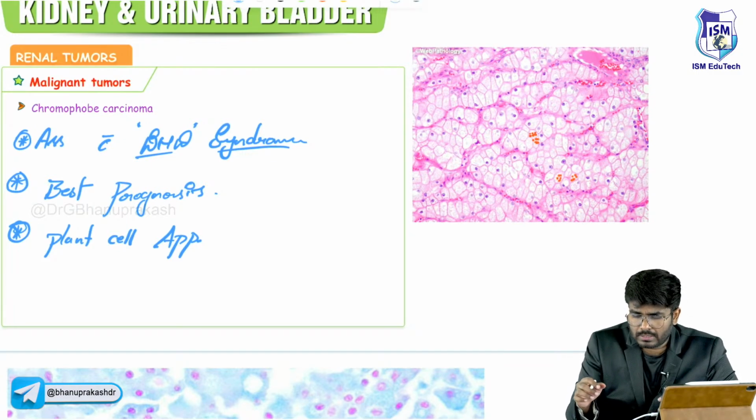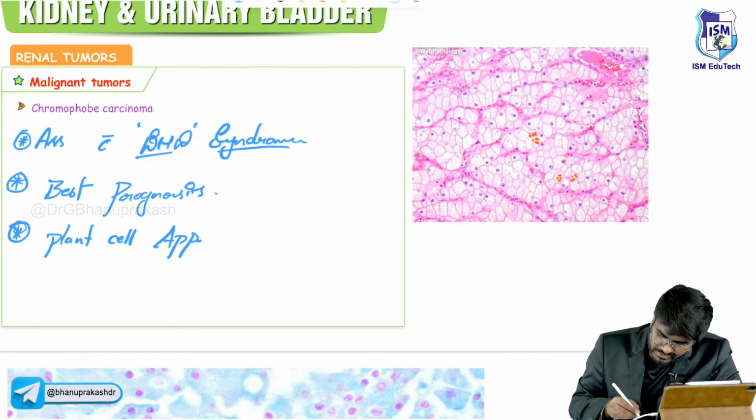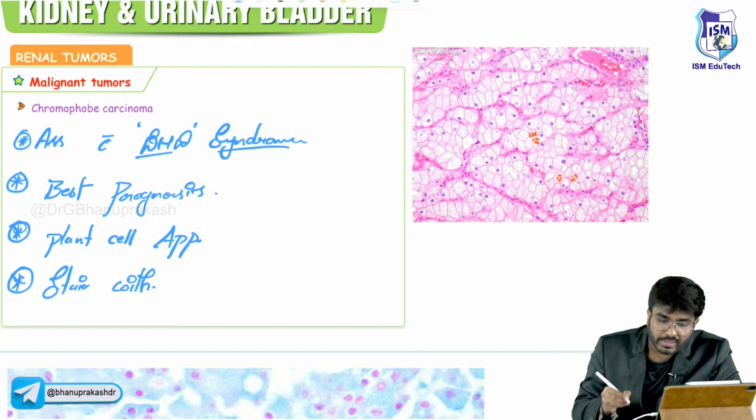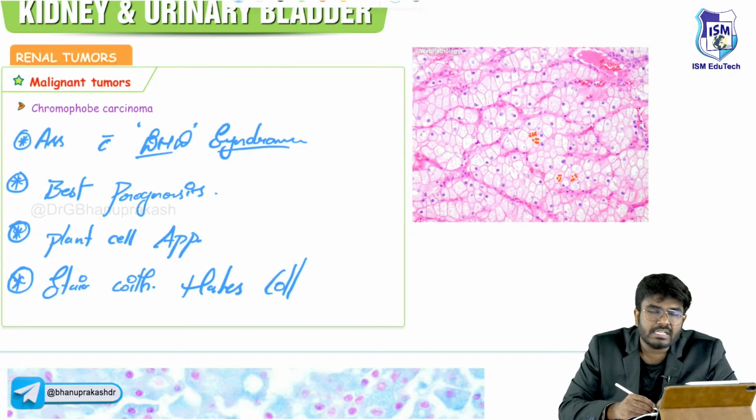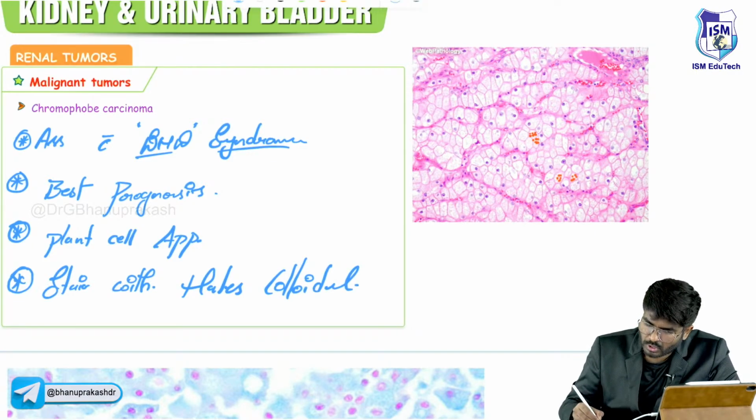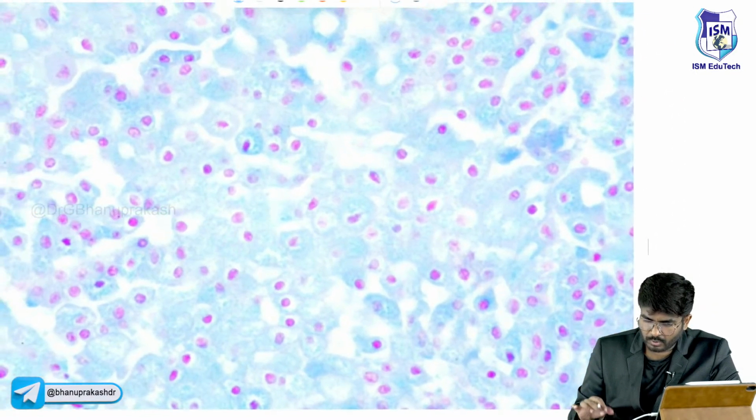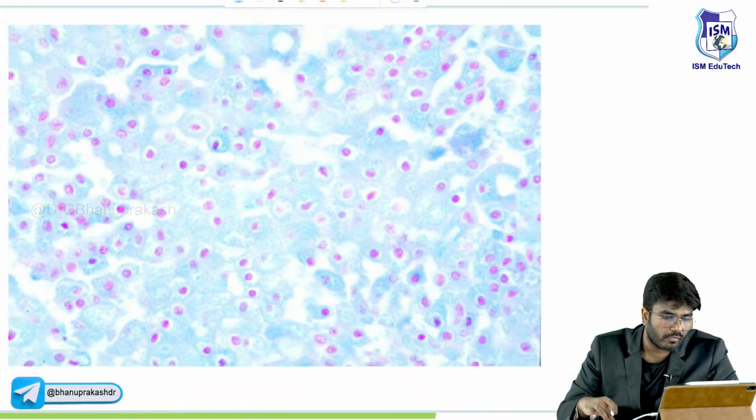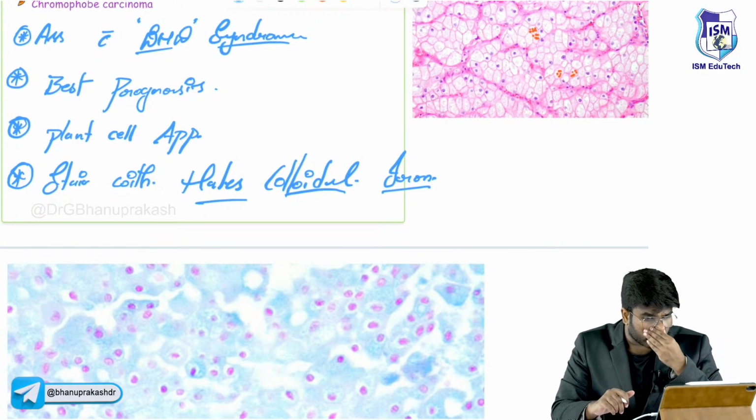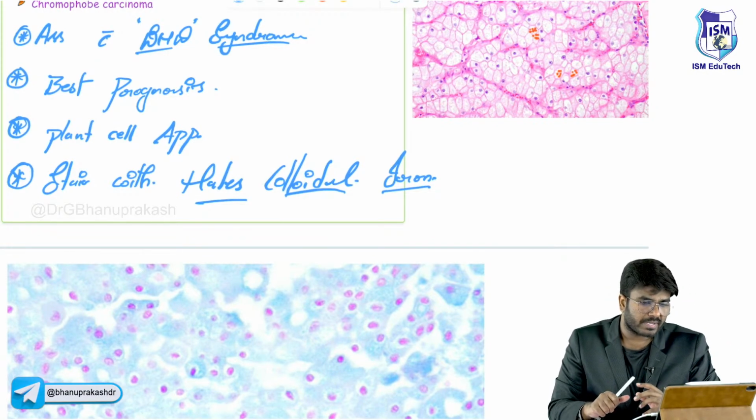Now, this one type of cancer, the chromophobe variant, stains with Hale's colloidal iron. It's a stain, sir. See here, the coming blue. This blue color stain is Hale's colloidal blue. Now this Hale's colloidal blue is going to be positive in chromophobe tumors, but it's negative in other tumors, sir.